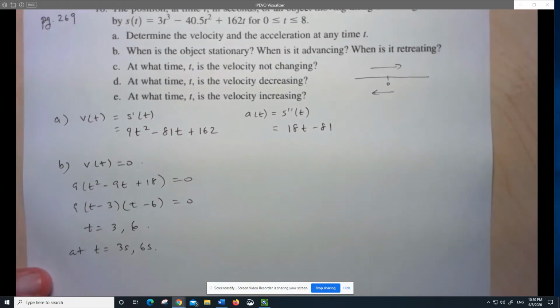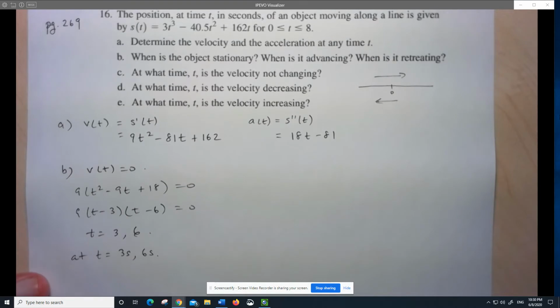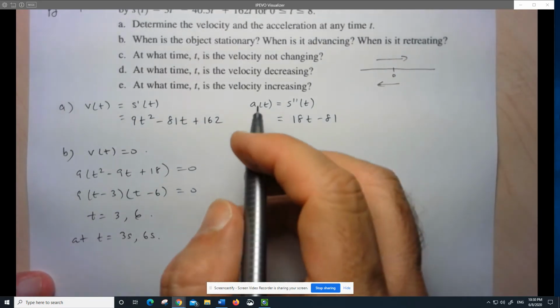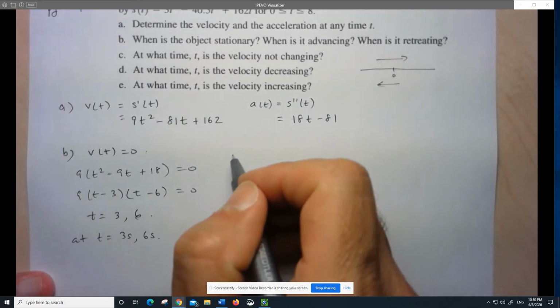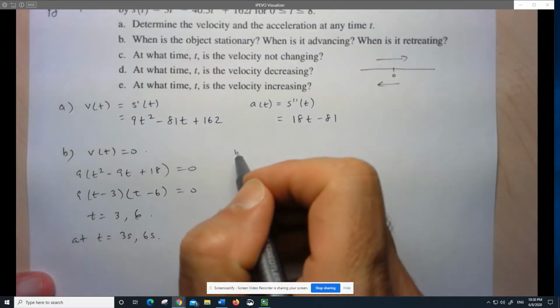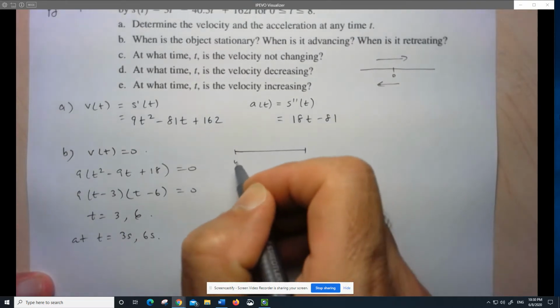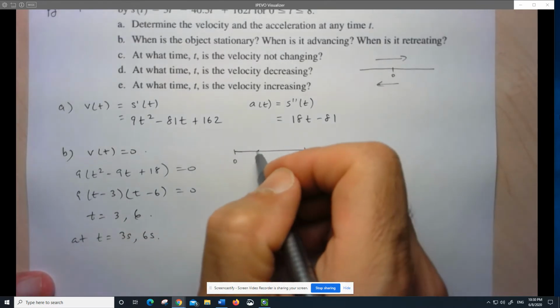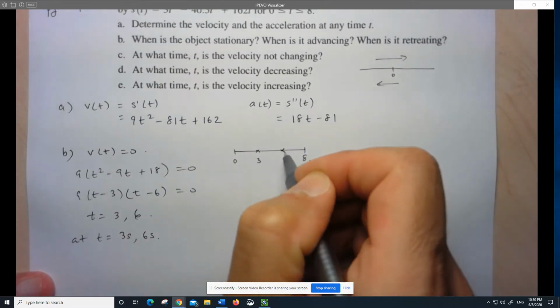Now we want to determine when the velocity is positive or negative. Well, luckily, knowing where it's equal to 0 is going to be helpful for us. So I'm just going to use a little diagram here. I'm going from 0 to 8, and the x-intercepts occur at 3 and at 6.